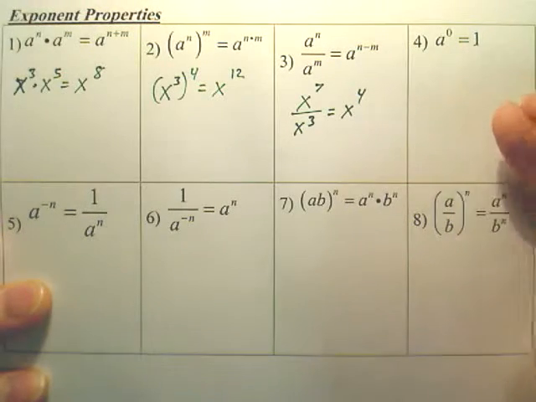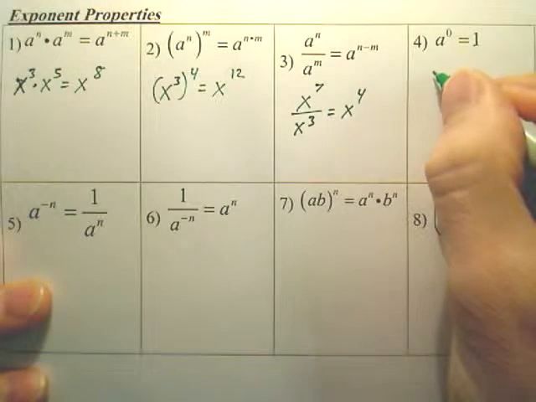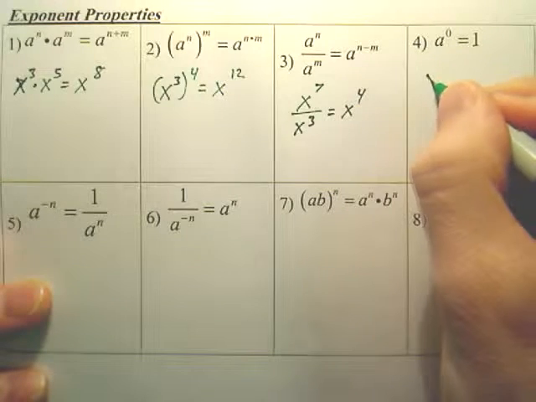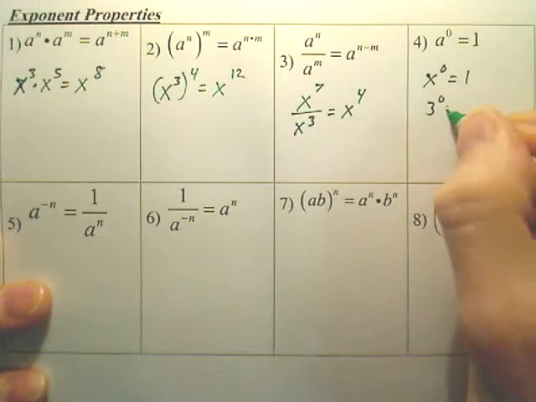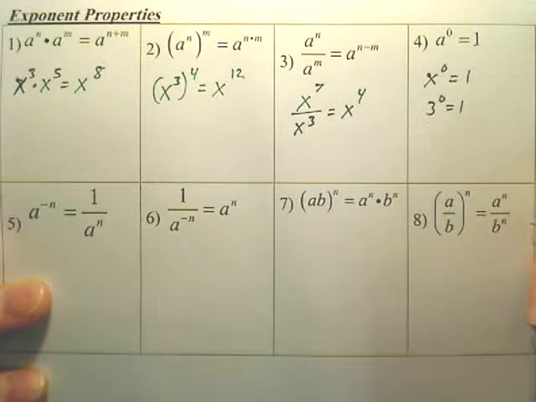Anything to the 0 is 1. For instance, just x to the 0 would be 1. You could also have 3 to the 0 is 1. Anything to the 0 is 1.